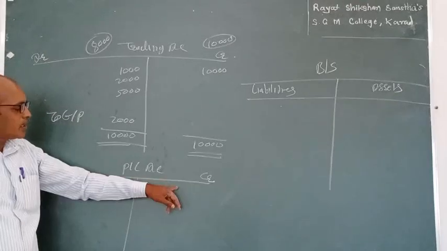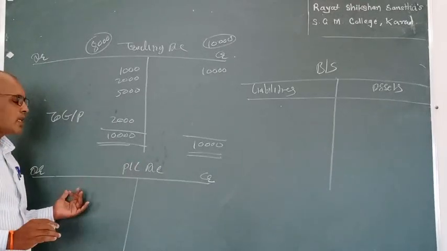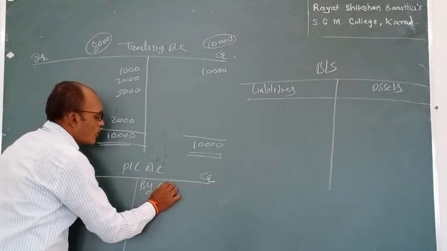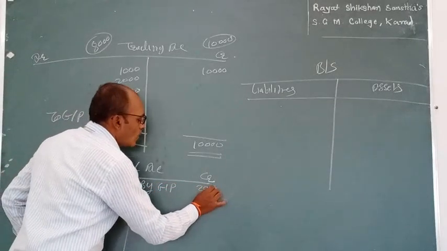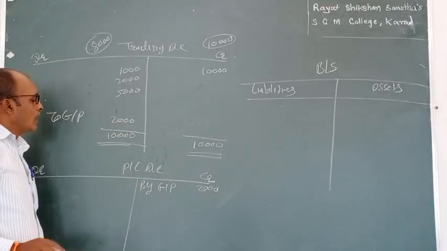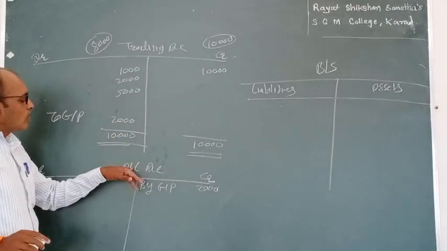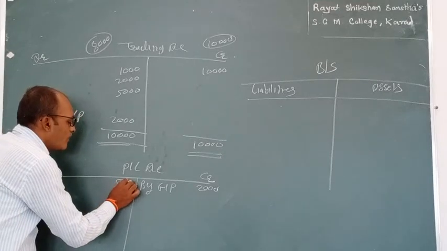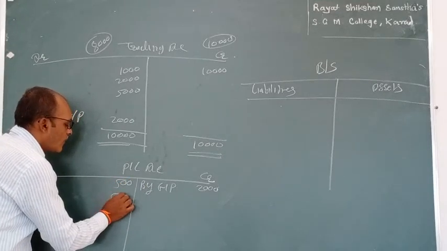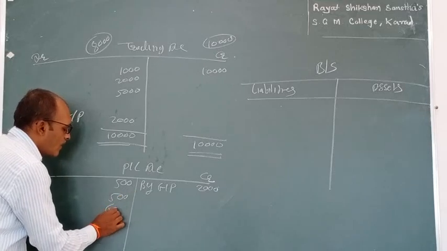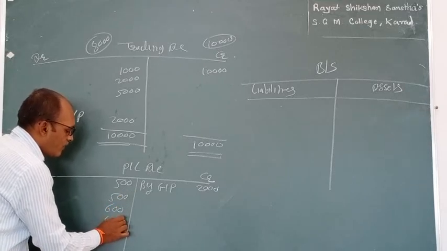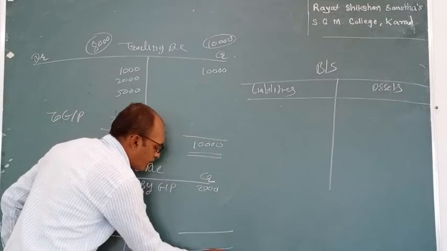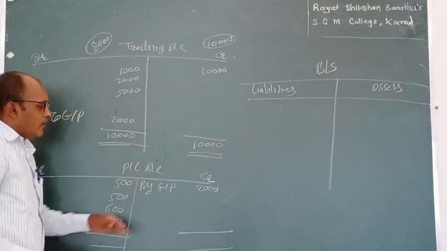If profit, it is recorded in credit side, if a loss, recorded in debit side. So these are recorded in credit side by gross profit 2,000. Then close profit and loss account. Some expenditure in debit side, for example 500, 600, 400. So these amounts are recorded in debit side and 2,000 in credit side.